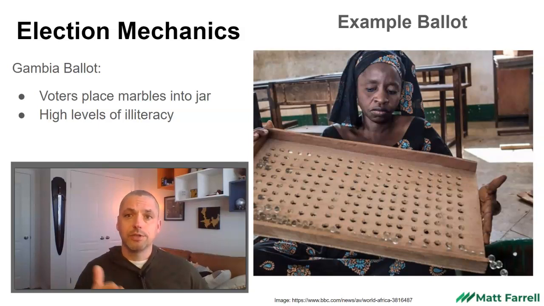And there are some alternative types of ballots. Here is the Gambia, for example, where voters show up and place marbles into jars. This is a way to try and alleviate the fact that there might be different linguistic barriers as people speak different languages and dialects, but also illiteracy is a big problem. So by using a ballot like this that's more mechanical, it can help ease that access.